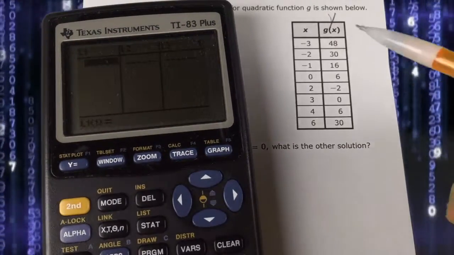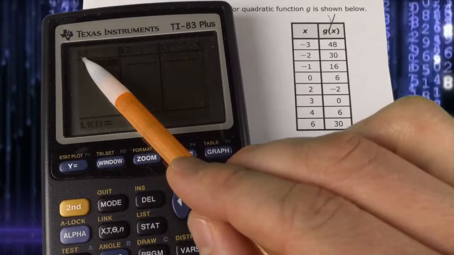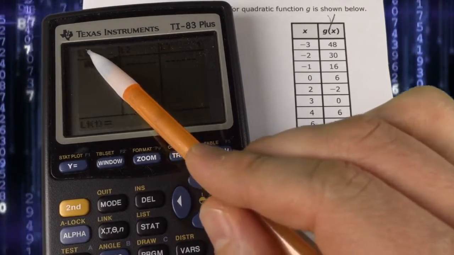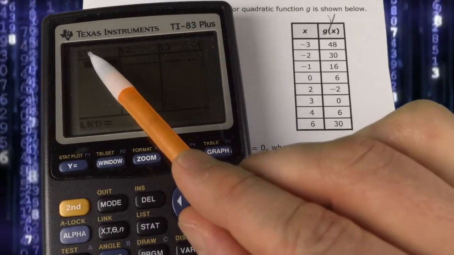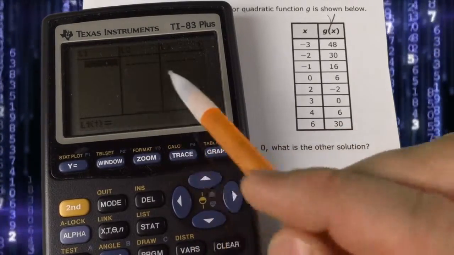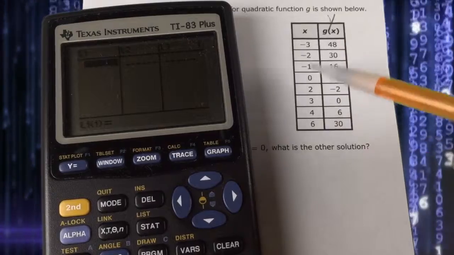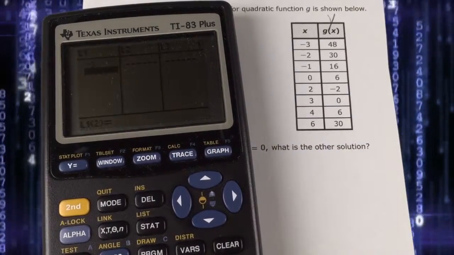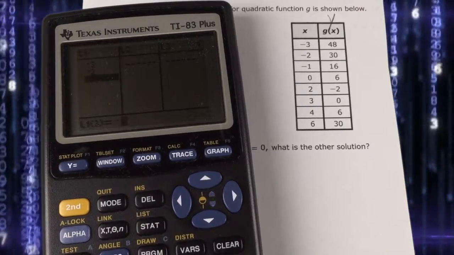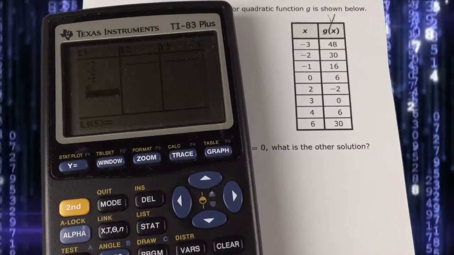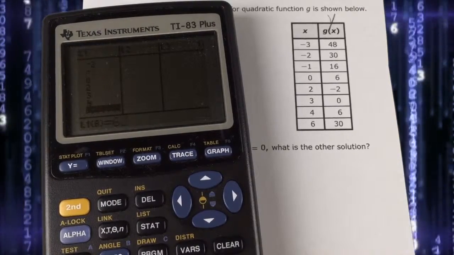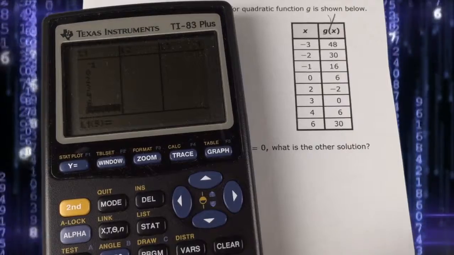So I have stat edit. I make sure I have my L1 and L2 columns, okay? So the L1 column, and you might have updated software, yours might just say X and Y, which is even better. I'm going to go ahead and put all my X values straight down. So -3, enter, -2, enter, -1, enter, 0, enter, 2, 3, 4, 6. I double check and make sure everything's in there good.